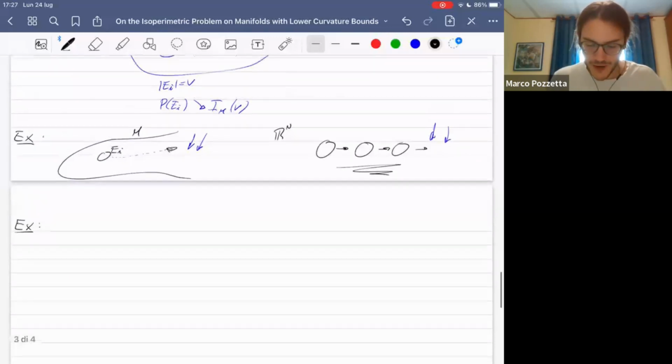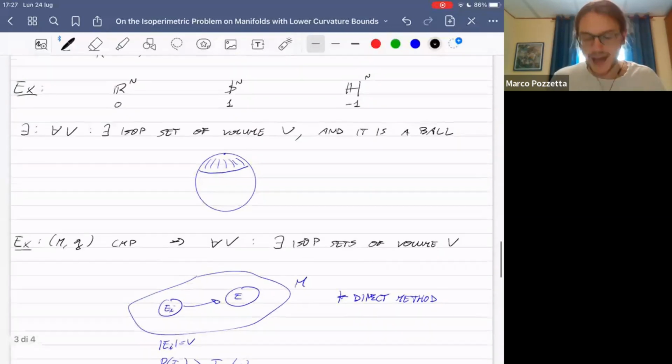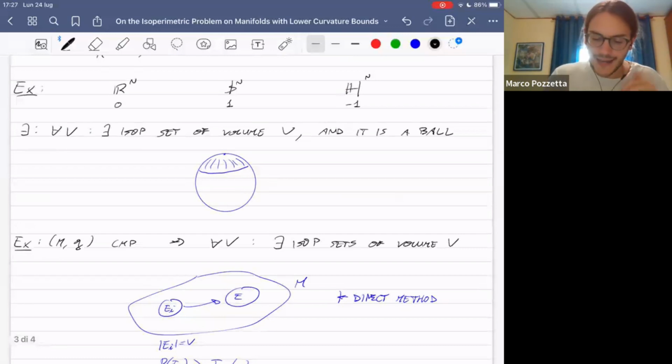So what I mean is the following. Before, I had R^n that is flat. Then I had the sphere that is the most beautiful example of a manifold with positive curvature, and I had the hyperbolic space that is, if you want, the most beautiful example I can desire of a manifold with negative curvature.